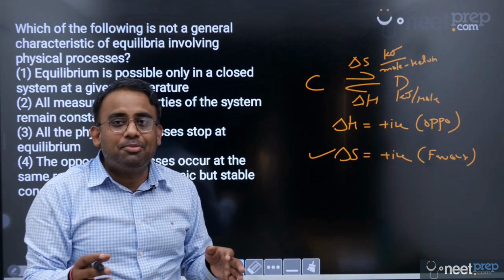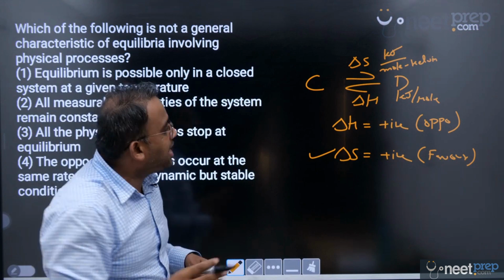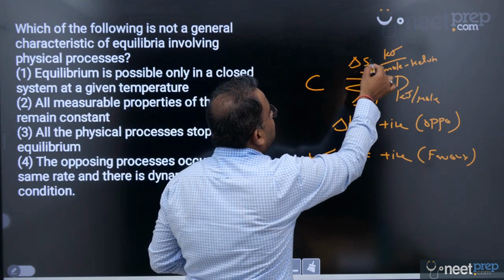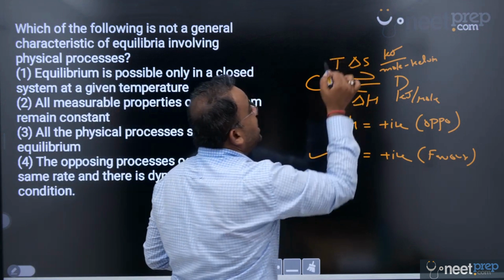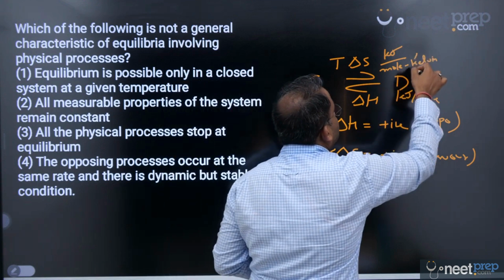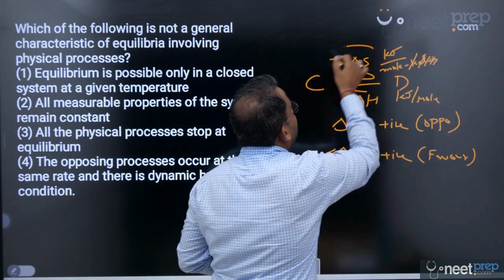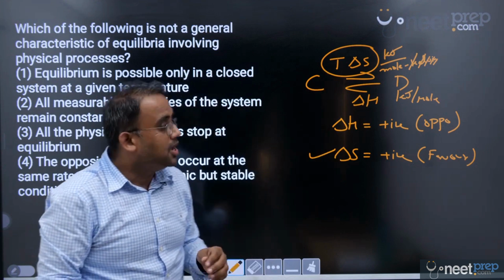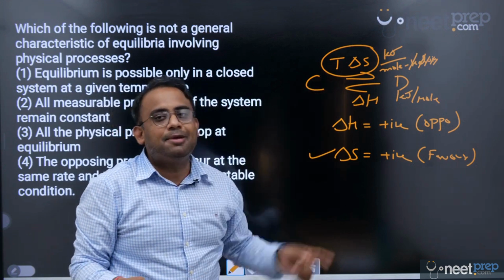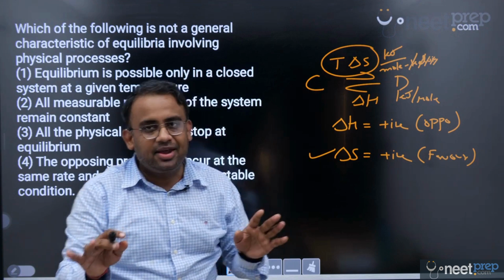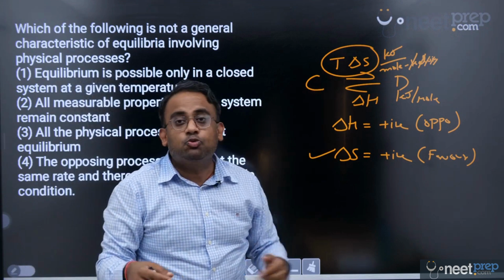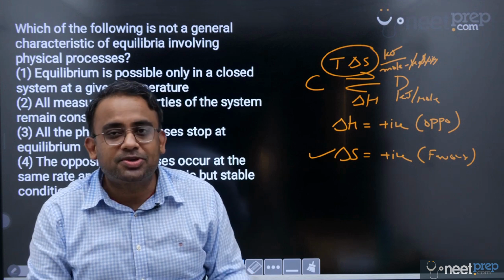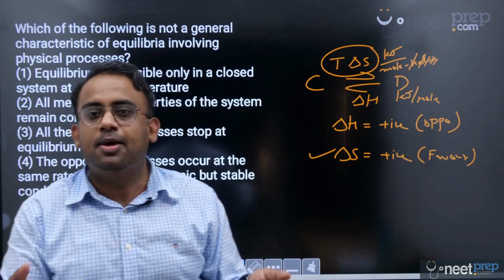To make it dimensionally consistent, I am multiplying delta S with T, the temperature in Kelvin, so that the Kelvin cancels and T delta S has the same unit as that of delta H. Now by multiplying with temperature, the sign of delta S won't be affected because temperature in Kelvin is always positive.